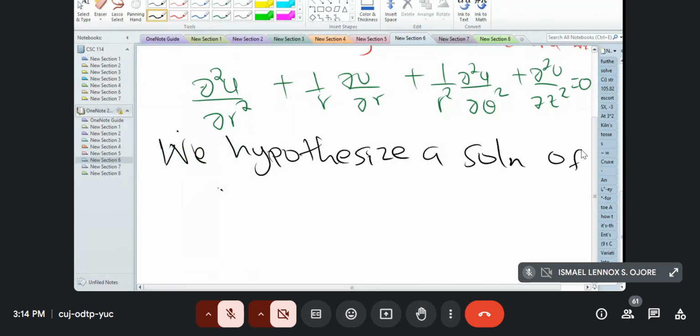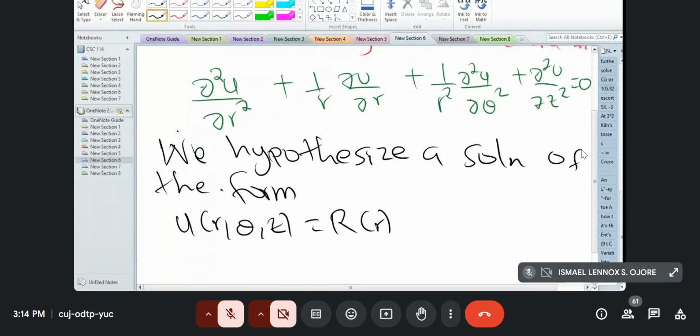We hypothesize a solution of the form u(r, theta, z) equals capital R of small r, capital Theta of theta, capital Z of z. We differentiate u to obtain the partial derivatives u_r, u_rr, u_theta theta, and u_zz, then plug them into our differential equation. Divide through by u to separate the variables.